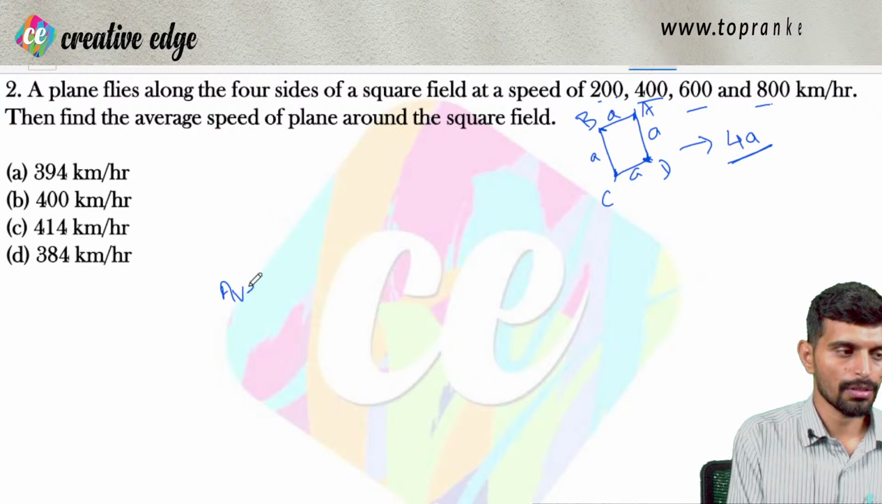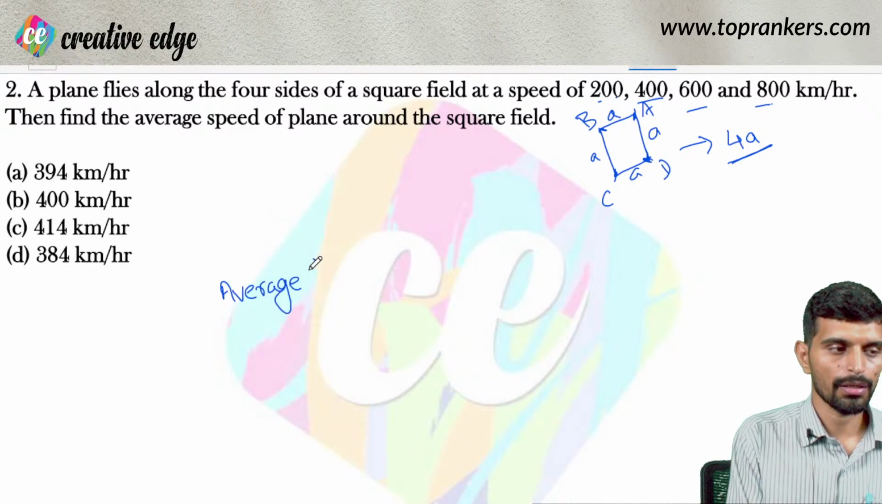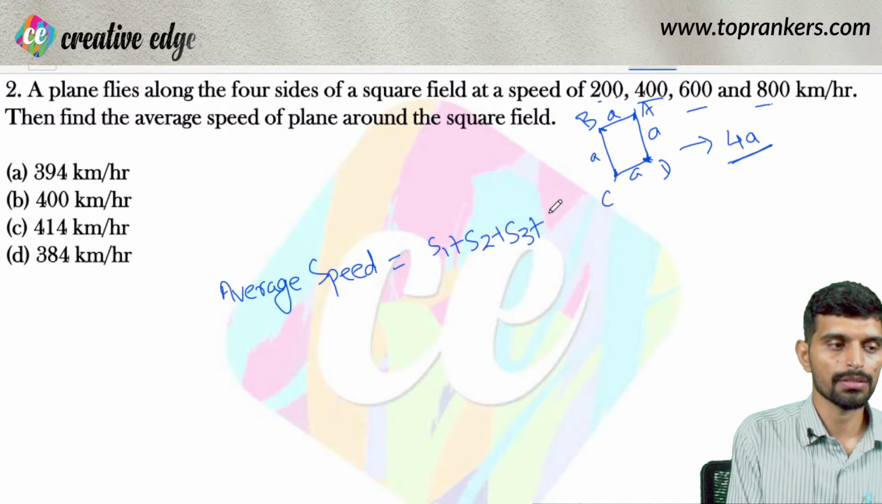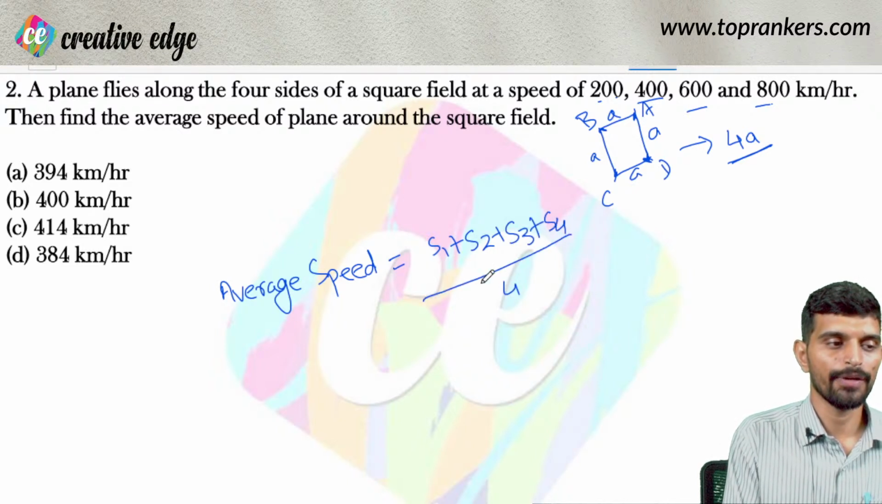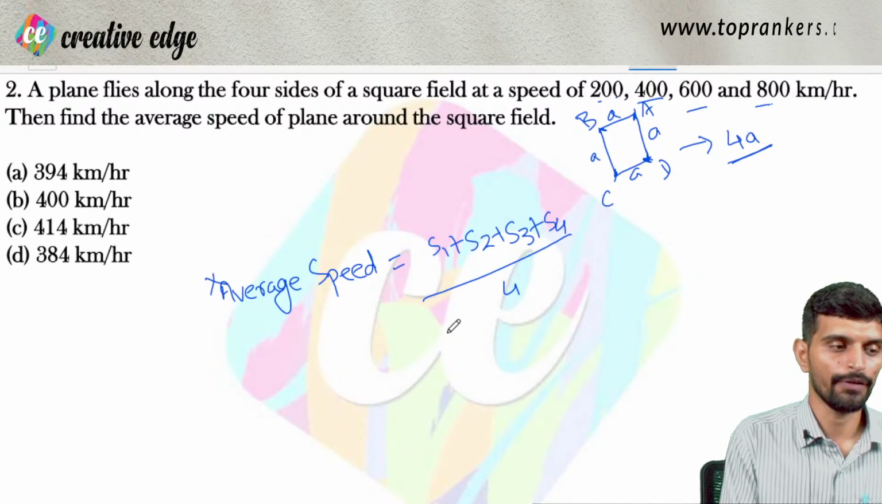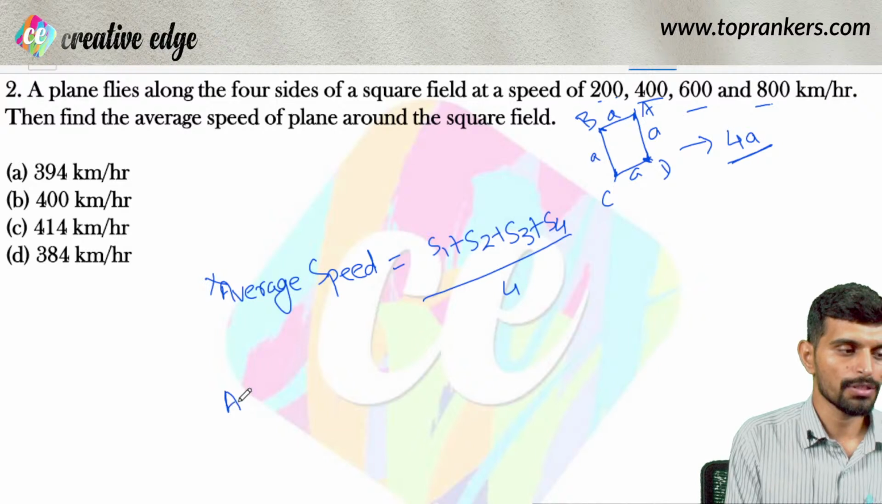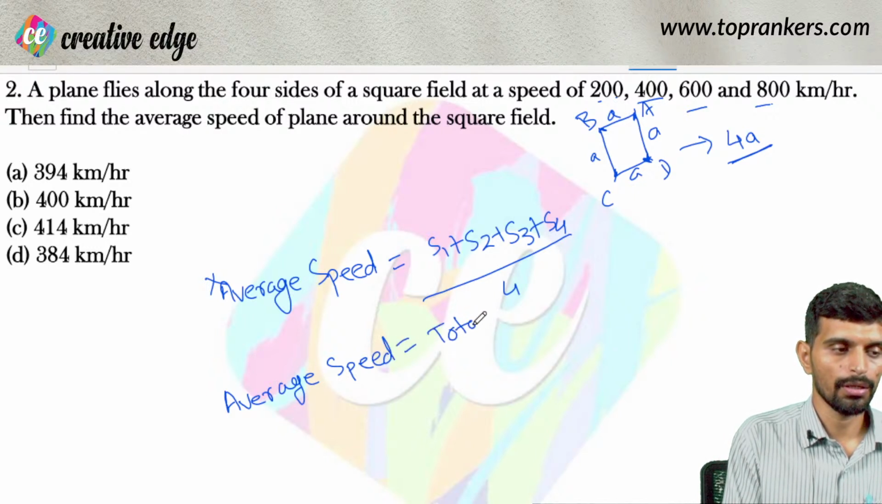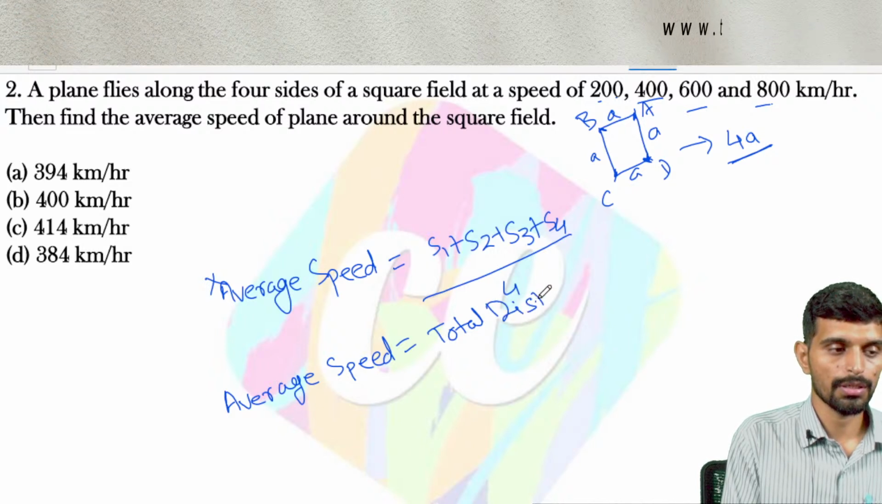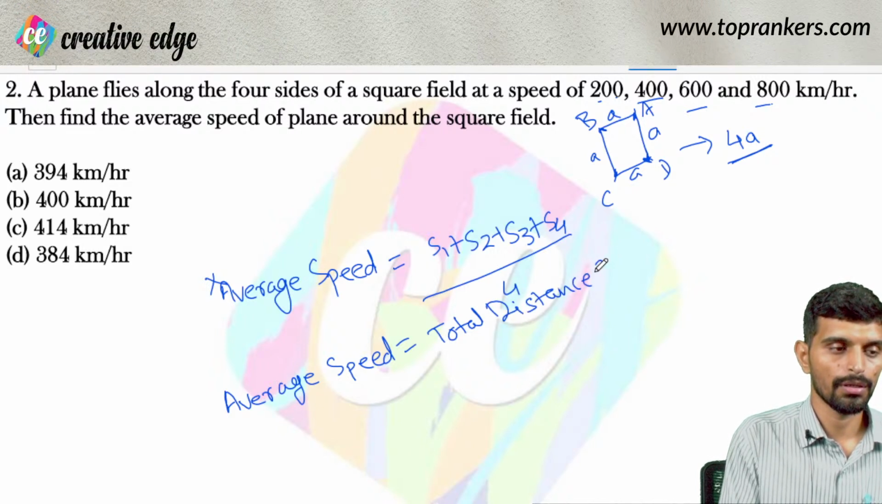Average speed is not calculated as the sum of all individual speeds divided by 4. This is not how we calculate average speed. Average speed is always calculated as total distance covered divided by total time taken.